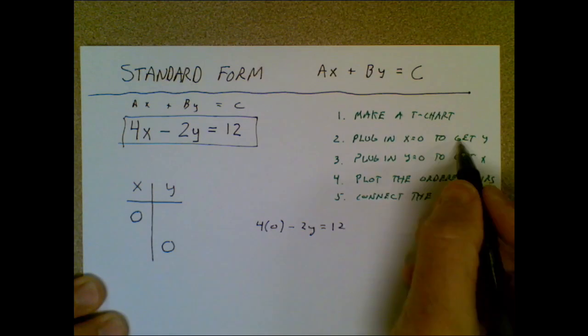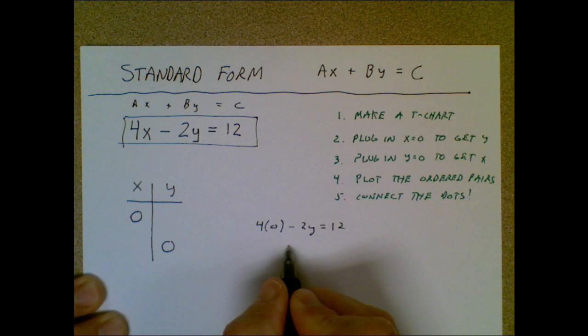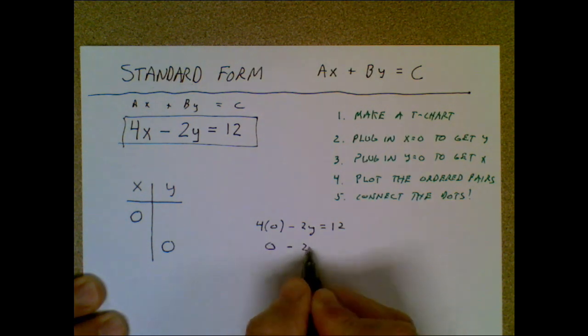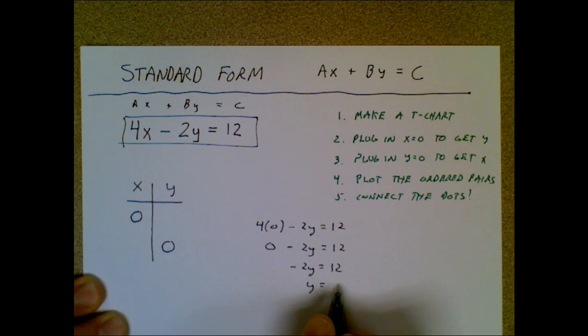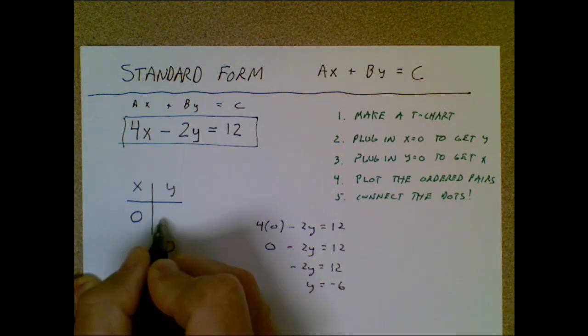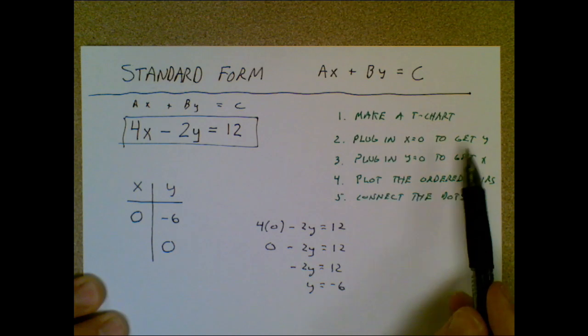When I do this, now I can solve for y, because 4 times 0 is 0. So that's a 0 minus 2y equals 12. But I don't really need that 0, so I'll just say negative 2y equals 12. Divide each side by negative 2, and I get y equals negative 6. So I've plugged in x equals 0 to get y.